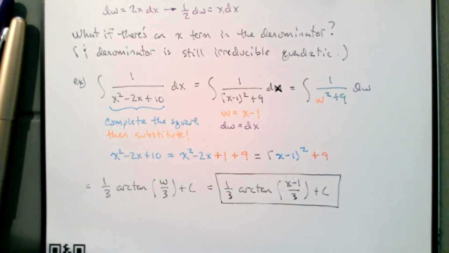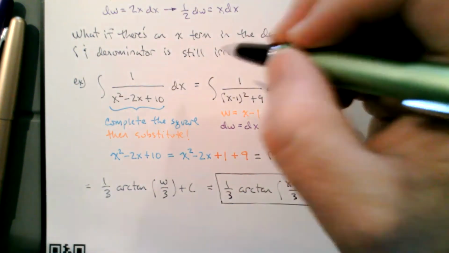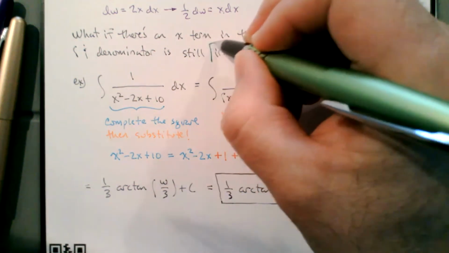One of the things that we want to note here is that when I say irreducible quadratic, I mean quadratic with complex zeros. So that's the important thing to note about this still irreducible part. This means complex zeros.